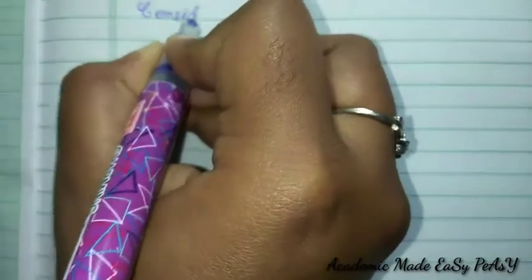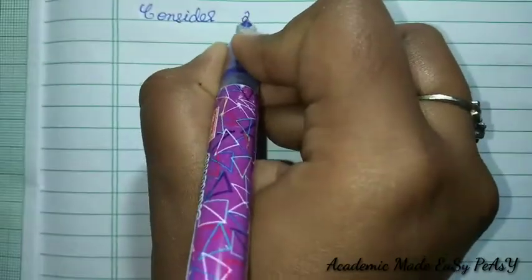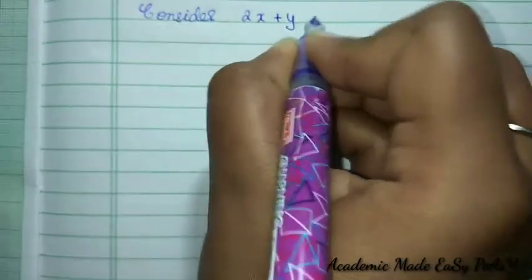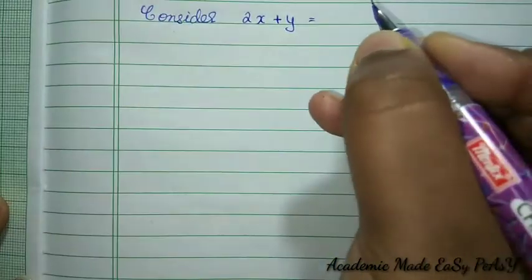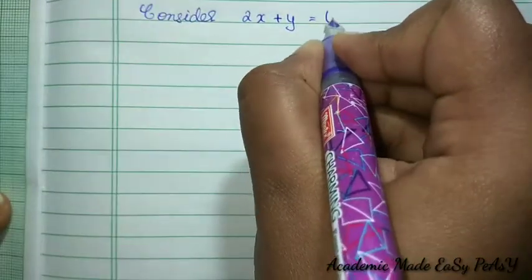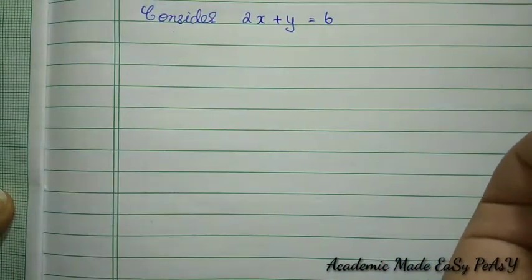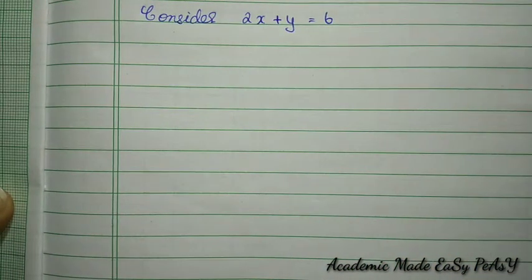Consider equation 1, that is 2x plus y is equal to 6. Since this is in standard form, we need not write it in standard form itself. So now let me draw the solution table.